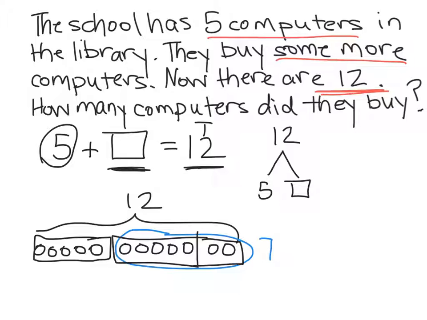subtraction. So you can start with 12 computers, 1, 2, 3, 4, 5, 6, 7, 8, 9, 10, 11, 12. I can cross off the 5 computers that they started with, and whatever computers are left over are the ones that they added, that they bought some more of, and that's 7. So there's a couple ways you can solve this problem. Let's go on to number 2.